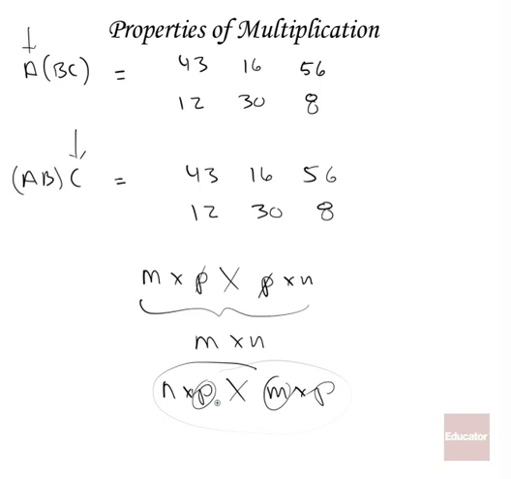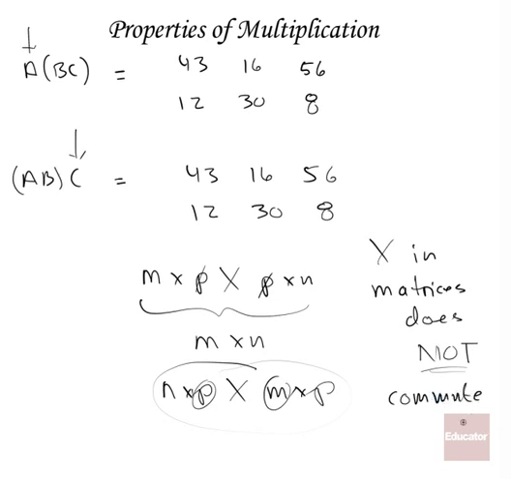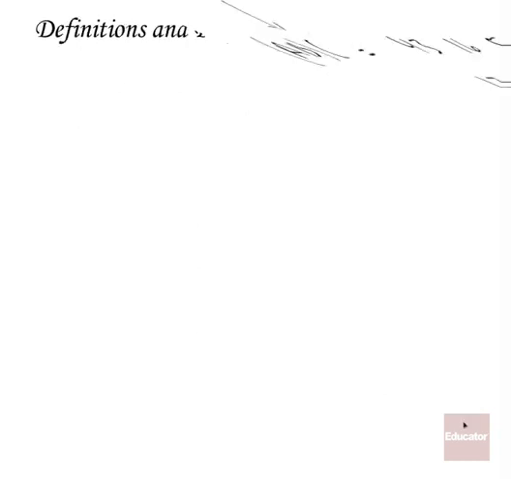So remember, multiplication in matrices does not commute. Very, very important. It has profound consequences, which we'll deal with later on. Okay, let's move on to some other definitions and properties that are associated with multiplication.